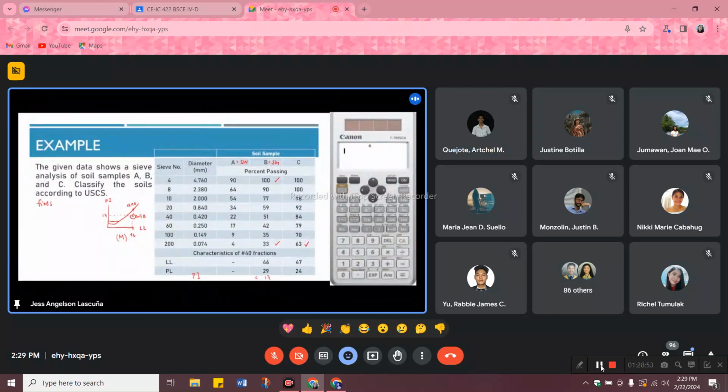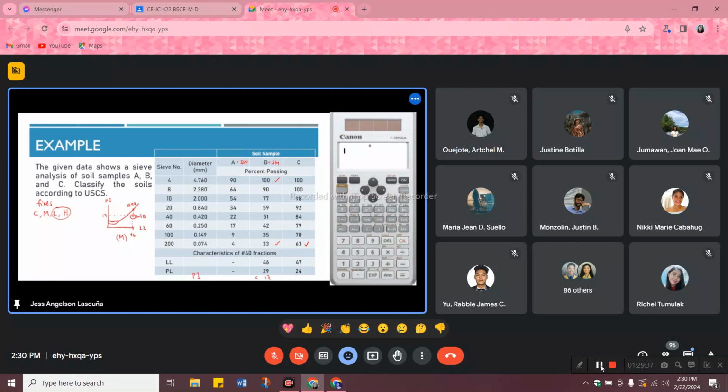Okay, here in fines, which I haven't discussed yet. If it is more than 50%, then consider it as fines. So for fines, your letters here are either C, M, L, or H. So C means clay, M is silt, L is low plasticity, and H is high plasticity. Next, we determine the second letter, L versus H. Okay, this is easier.